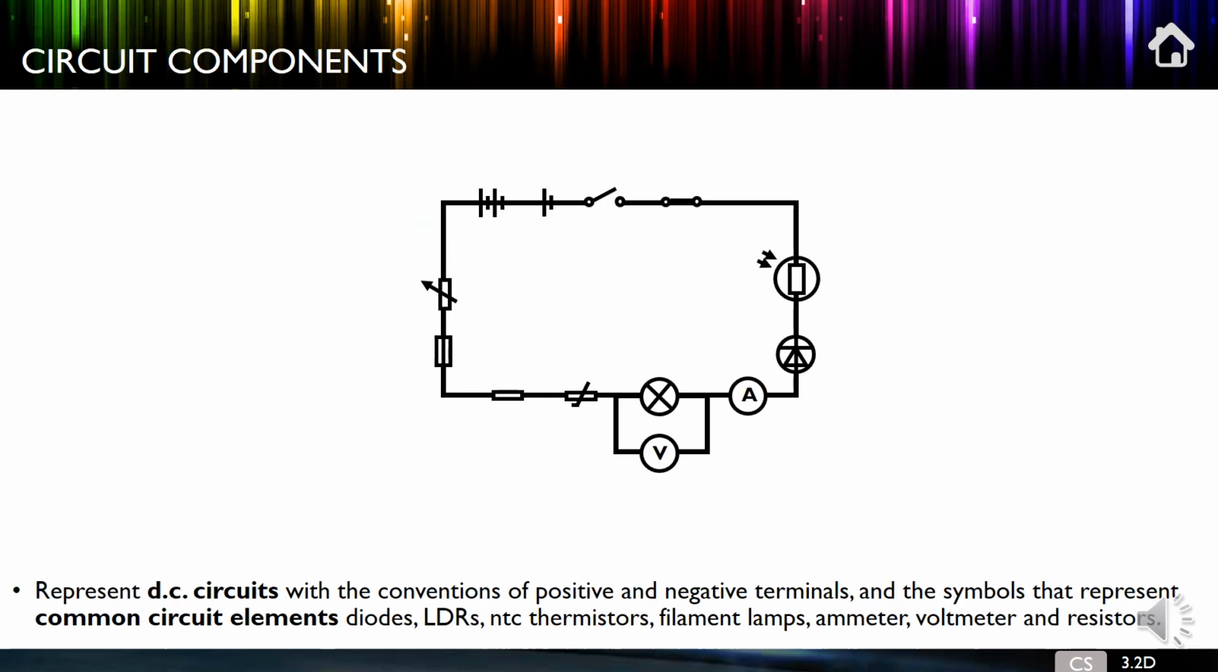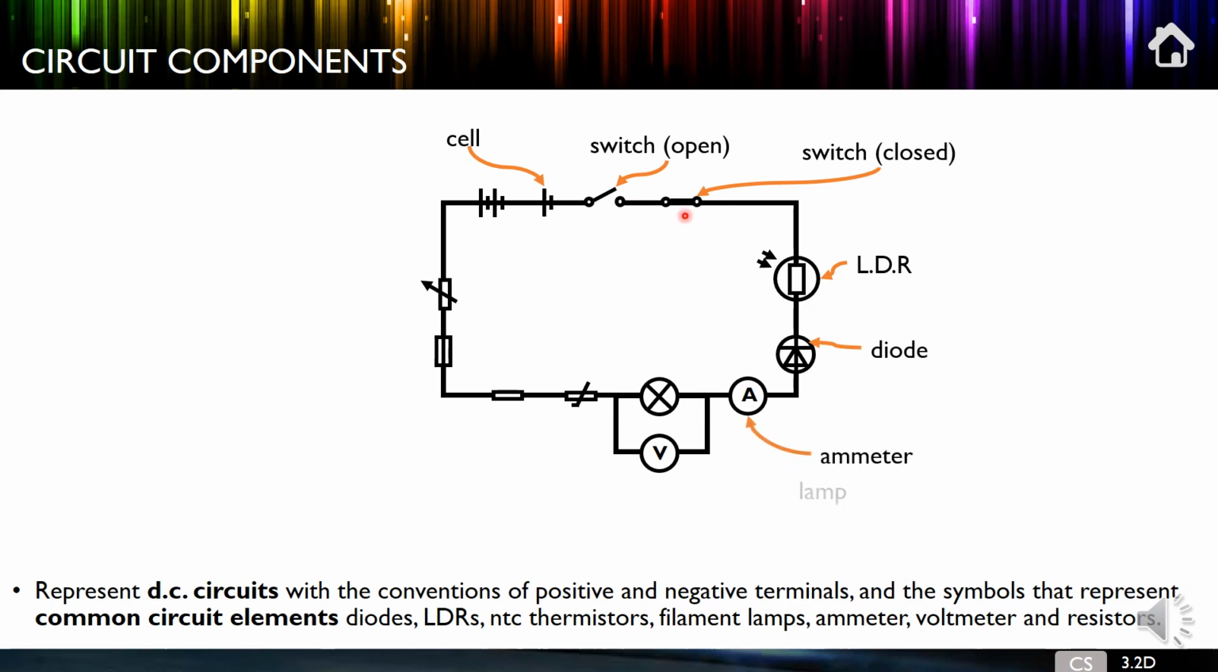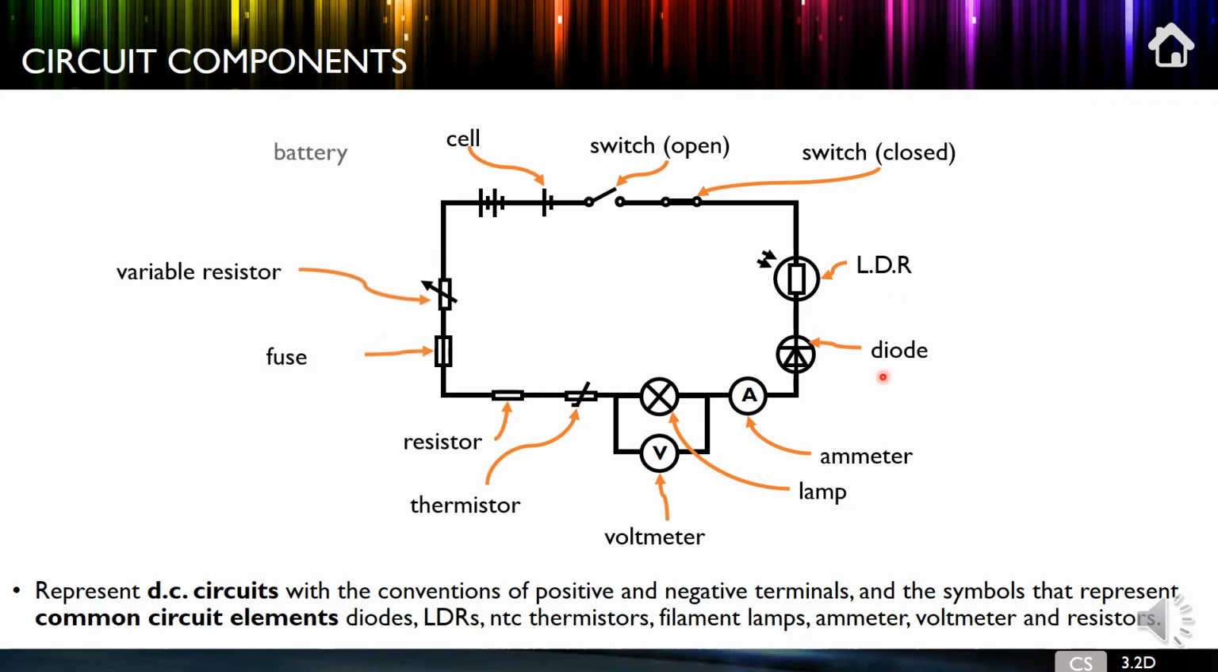So here we have a number of different components that we need to know something about. We've got switches, open and closed, which control the current in one way. Light dependent resistor, which we'll look at more in a minute. A diode is a one-way gate. An ammeter is in the circuit there. It's really in the flow, in contrast to a voltmeter, which we've just said stands outside and just compares. There shouldn't be any current flowing through it.